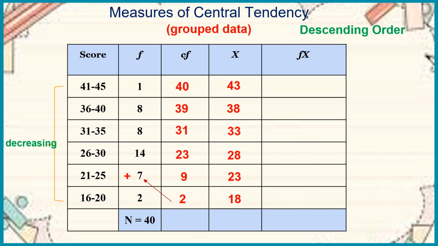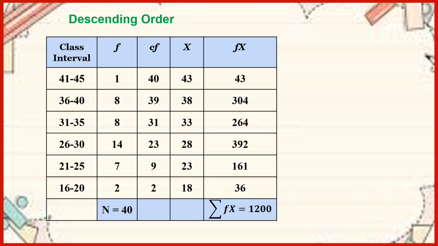Then we are going to multiply to get fx. The first is equal to 43. 38 times 8 is equal to 304. 33 times 8 is equal to 264. 28 times 14 is equal to 392. 23 times 7 is equal to 161. And the last one, 18 times 2 is equal to 36. And then we will have summation fx, which is equal to 1200. So after completing the table, we are now ready to solve your mean, median, and mode.